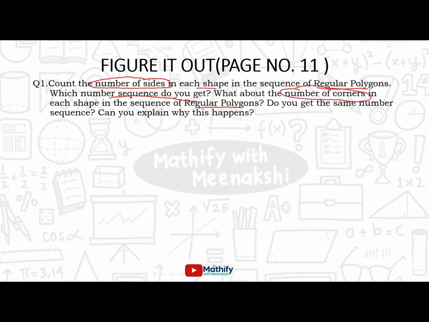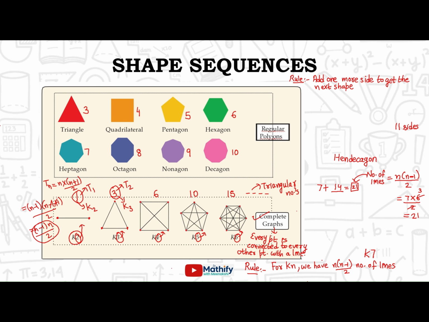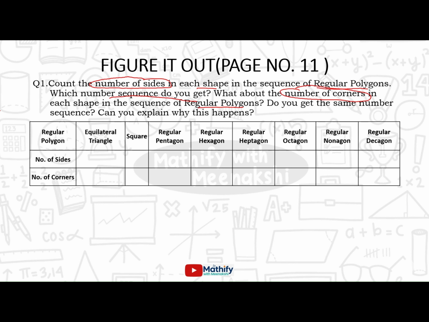So you know that we did here first triangle, quadrilateral, pentagon. So in this we have to tell the number of sides and number of corners. Okay, so the regular polygons I have written for you, and now we have to fill in the number of sides and corners. We know that in a triangle we have three sides and three corners. In a square we have four sides and four corners, and a pentagon has five sides, five corners. In a hexagon six sides, six corners. Heptagon seven sides, seven corners. Octagon eight sides, eight corners. Nonagon nine sides, nine corners, and decagon 10, 10.